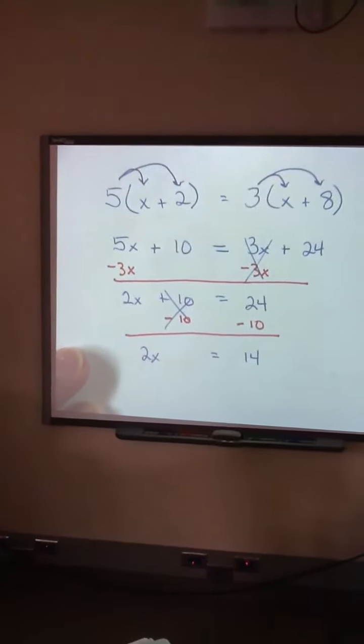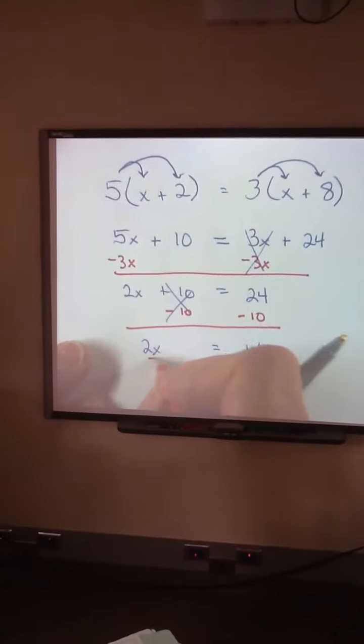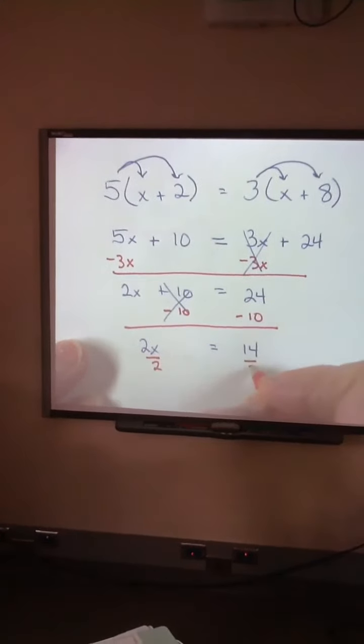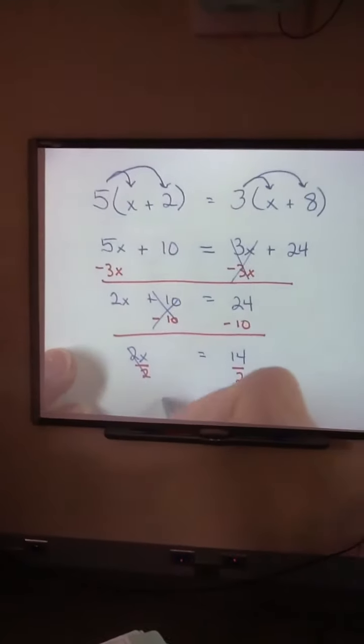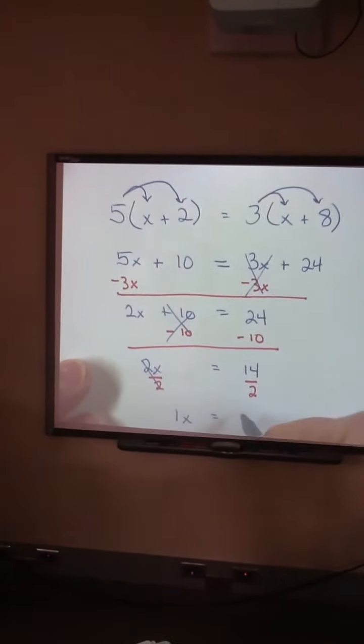Our final step then would be to divide by 2. So we divide each side by 2. 2 divided by 2 is 1, so we're left with 1x equals 7.